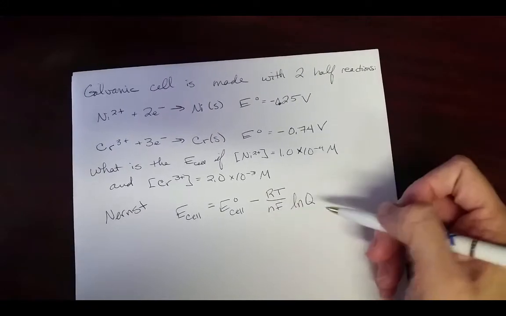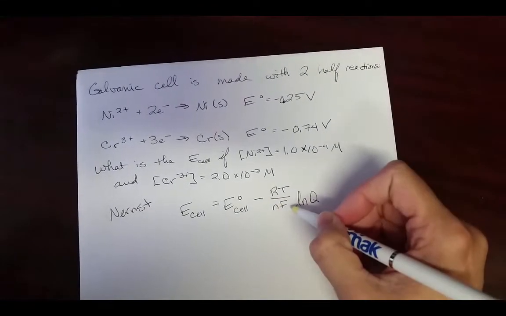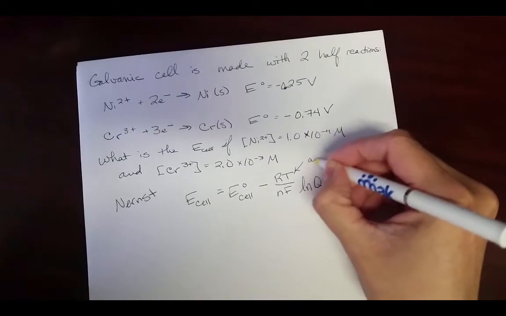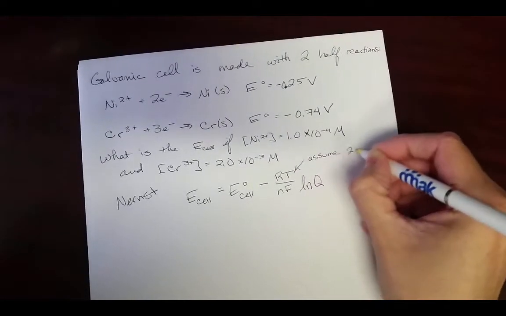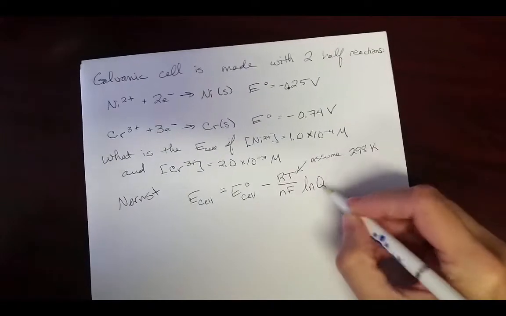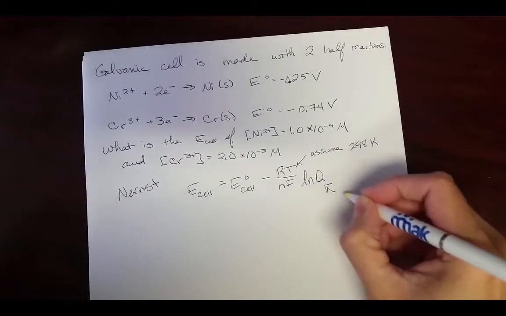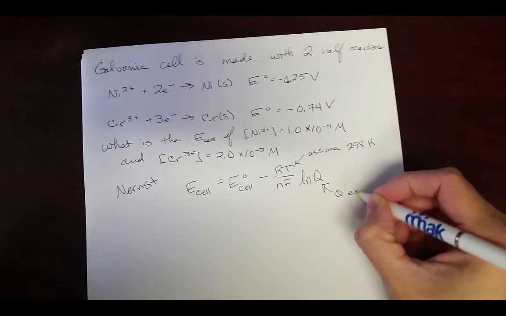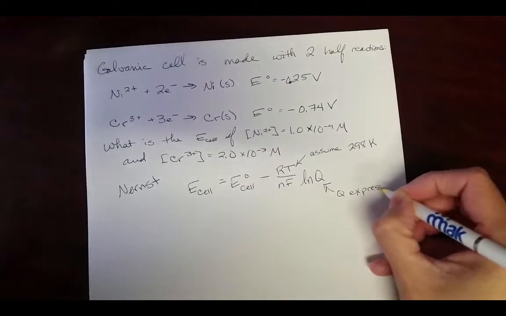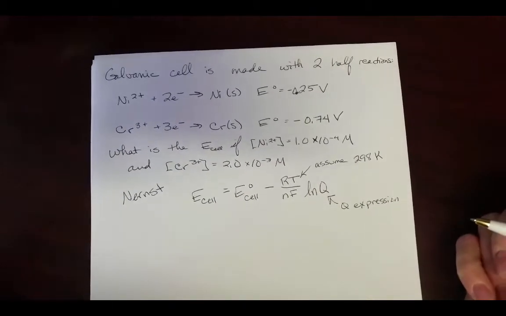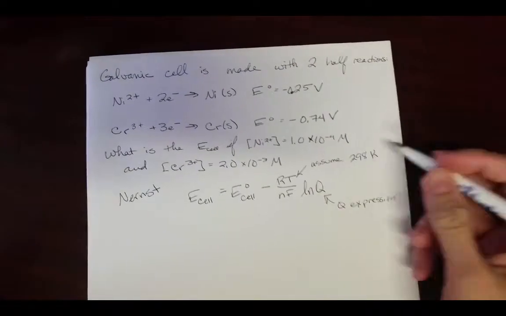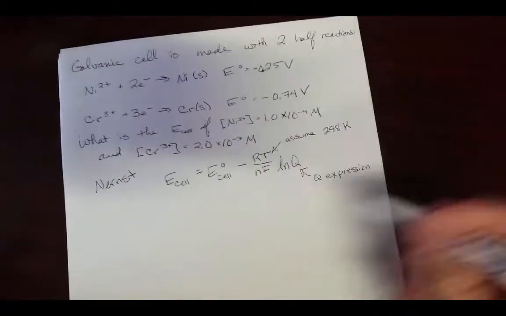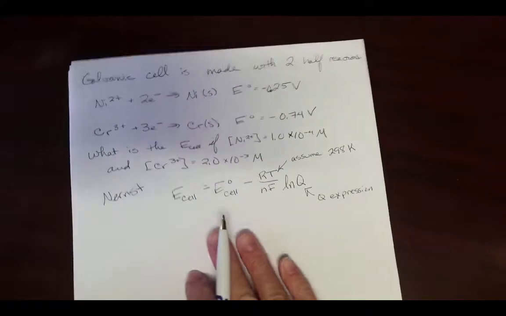And R, T, and F, those actually are all constants that we can look up. We don't have a temperature given, so we're going to assume that this is 298 Kelvin. Q, we're going to have to actually figure out the Q expression. So this is also going to take us a little bit of work. So this is going to have a lot of different parts to it, but it's absolutely doable. But it's one of those things where we need to look at this one thing at a time. So let's go ahead and start with E cell, standard.